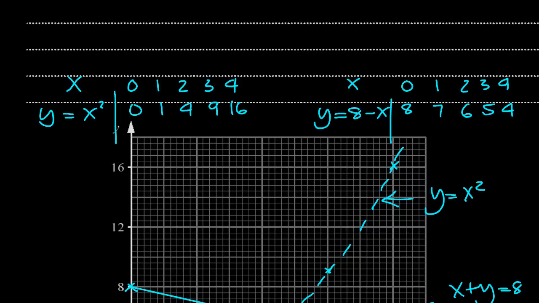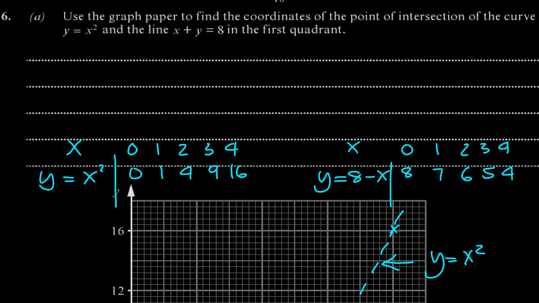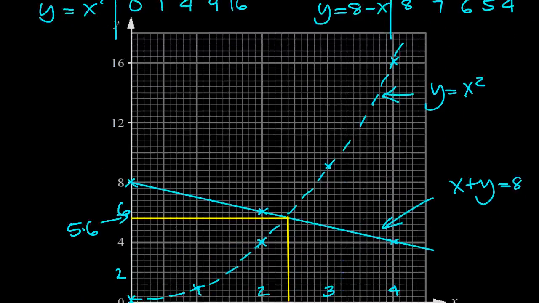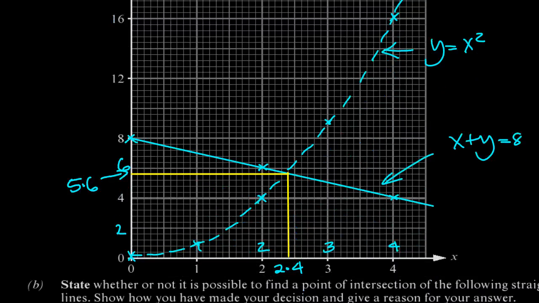So let's have a look then at the question. Use graph paper to find the coordinates of the point of intersection of the curve. So answer, x was equal to, and y was equal to. Let's have a look then. 2.4 and 5.6, from the curve, from inspection.